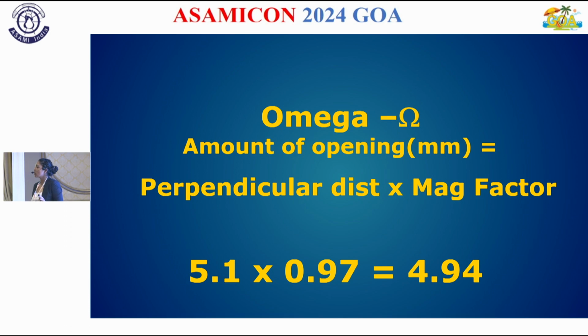How much do we open? Is it going to be 5.1 mm? The answer is no. We are actually going to end up opening differently, because we forgot the magnification factor in the X-ray. So we're going to open according to the perpendicular distance, taking the magnification factor into account. In this case, it's going to be the measured 5.1 and the magnification factor, which is going to give us 4.94.